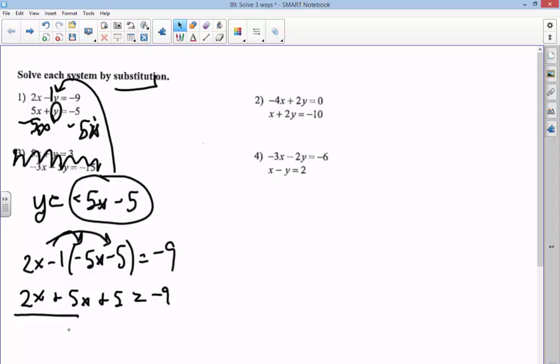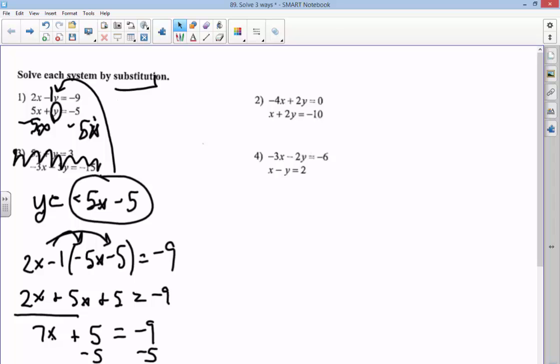The 2x and the 5x are on the same side of the equal sign, so you're going to put them together just as it reads. You're going to move the 5 to the opposite side of the equal sign. So now you have 7x equals negative 14. And then you're going to divide by 7, giving you x equals negative 2.